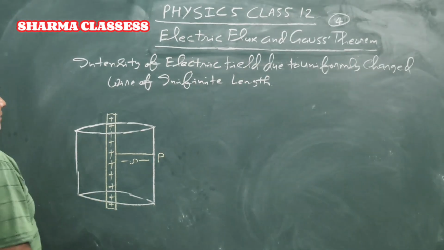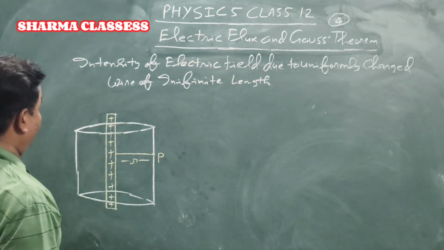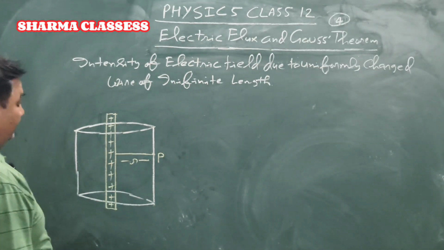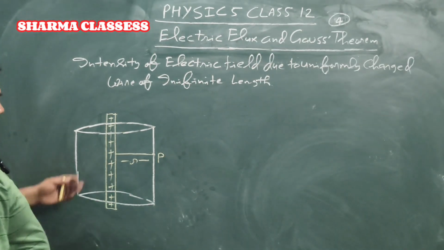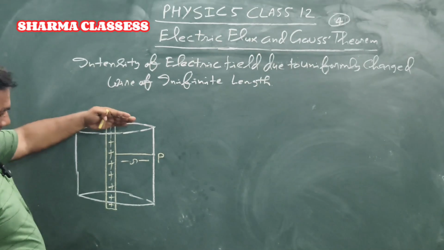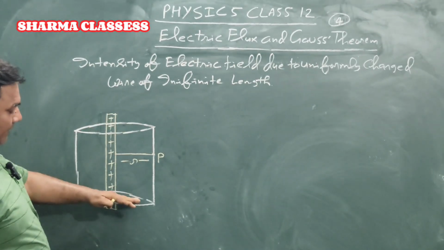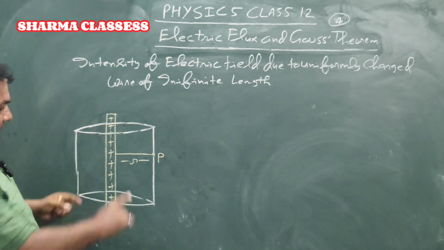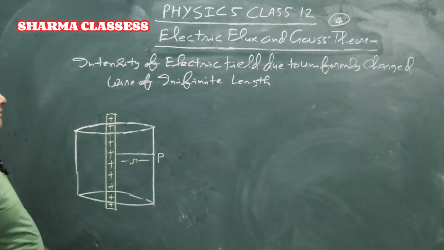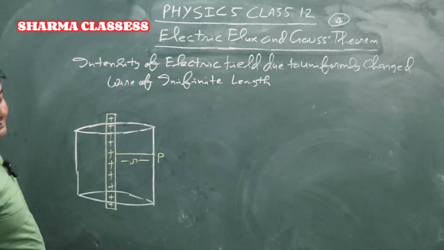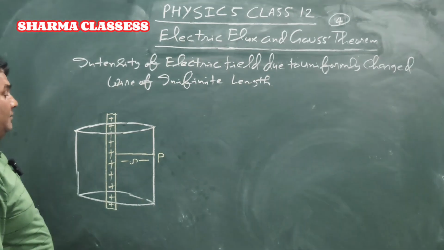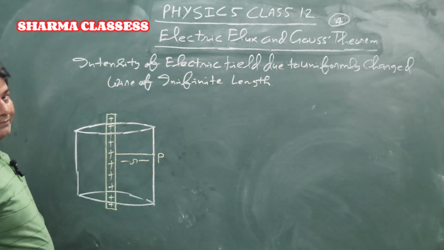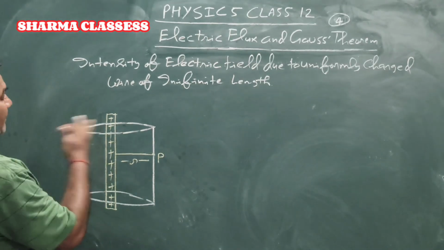When we draw a cylindrical surface, this is a special case, that is why we are proving it. There are three surfaces: two are cross-section surfaces, and one is the curved surface. So we have to take a small area on all surfaces and find the electric flux through the small area, and then we add them, and the total electric flux comes.